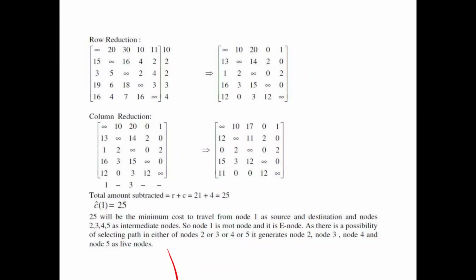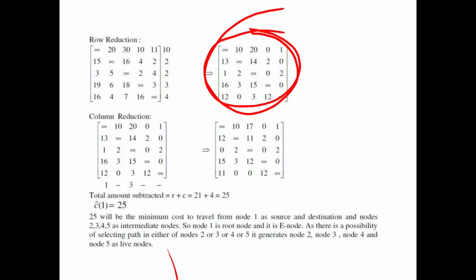Next, this is the row reduction value only. Like this, we have to perform column reduction on this matrix. You can see here the column reduction. This is the matrix on which we have to take the column reduction.